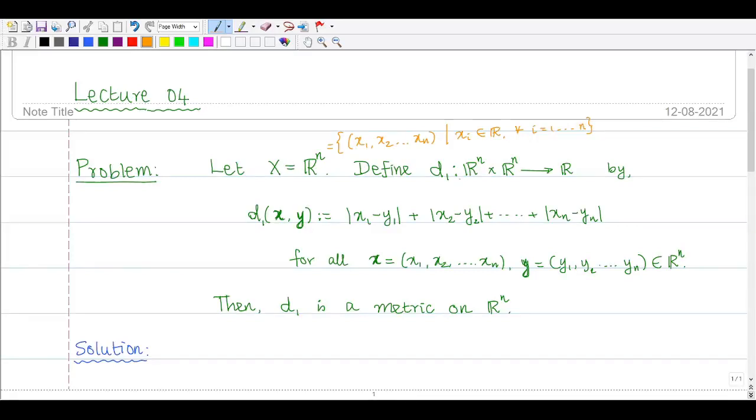நான் இதுல d1 அப்படின்னு ஒரு function define பண்றேன். That is R^n cross R^n to R by d1 of (x, y) which is equal to modulus of x1 minus y1 plus modulus of x2 minus y2 plus dot dot dot plus modulus of xn minus yn. So it can be expressed in short, we can write this is equal to summation i equal to 1 to n, I can write this is equal to modulus of xi minus yi.